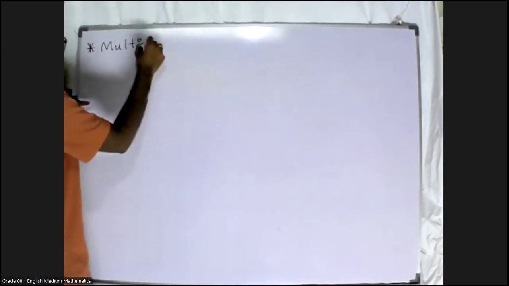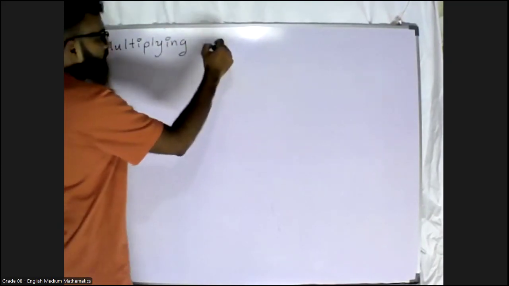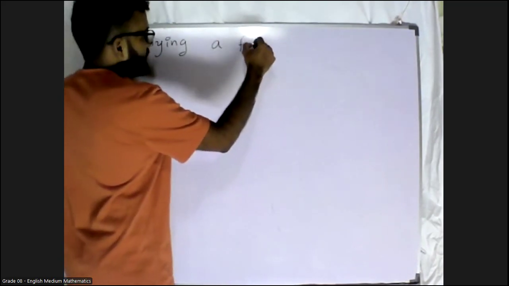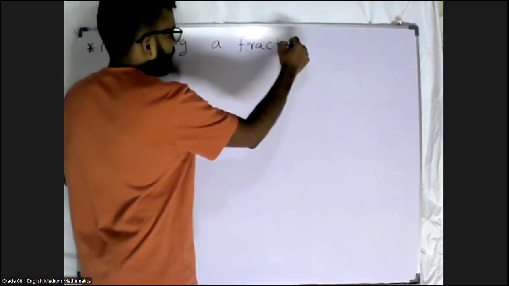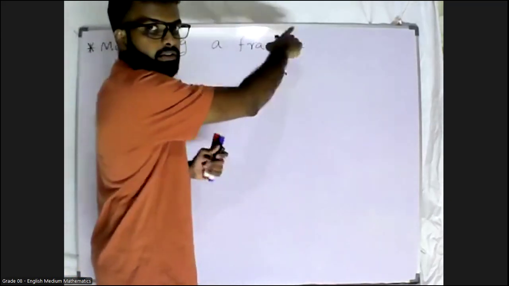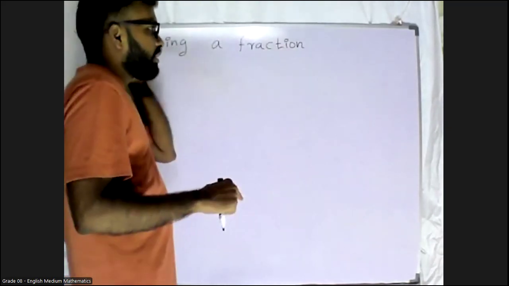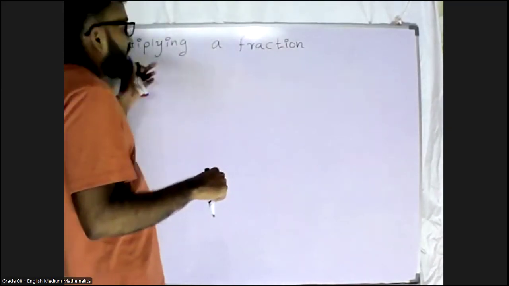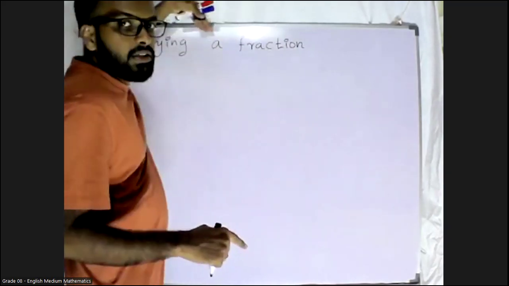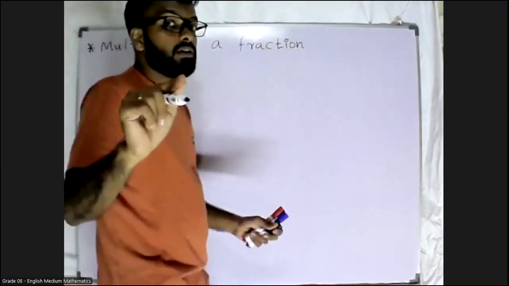Write down this. Multiplying a fraction. Multiplying a fraction. Please tell me if this part is shining a bit, because the light is partly blocked. Right? So please let me know if you can't see this. Right? Multiplying a fraction by a mixed number.